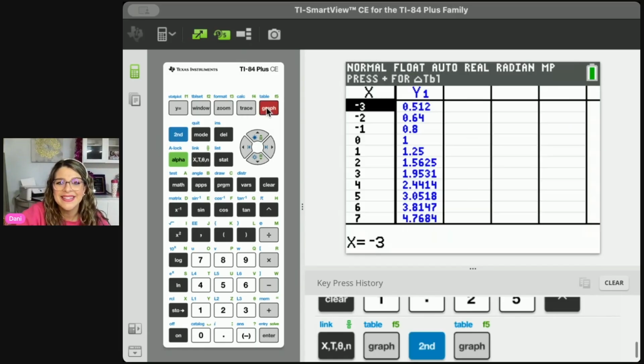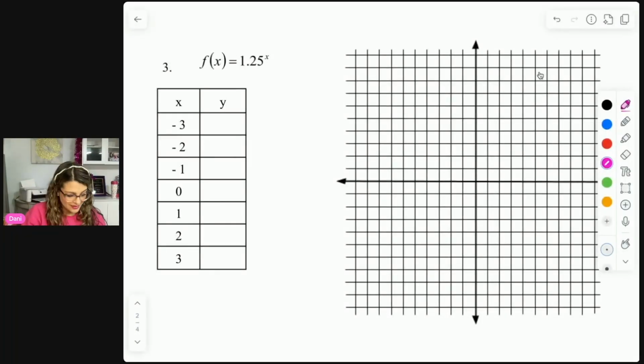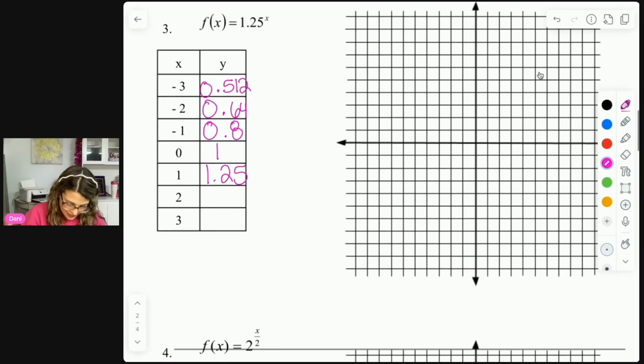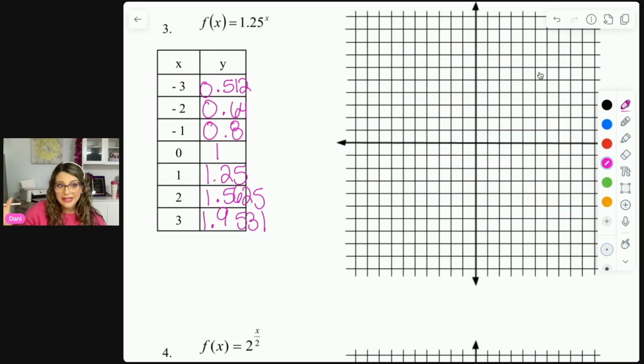So let's look at that table and we'll put this down on our paper. So -3 is 0.512. Then we have 0.64, 0.8, 1, 1.25, 1.5625, and then another crazy decimal, 1.9531. And I'm not rounding these. I want it to be exact. Now, of course, if you get some gross repeating decimal, different story. But write it all out when in doubt, okay?